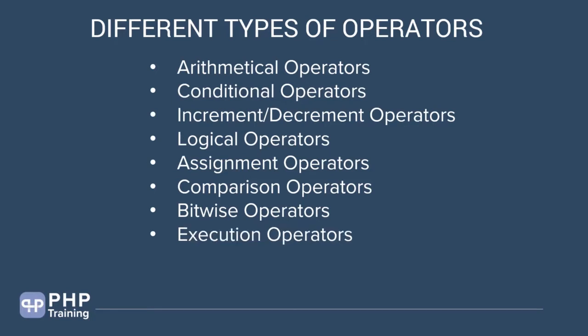Execution operators are denoted by a backtick, which is the symbol beside your number 1 on the keyboard. Using this, you can execute some system commands. Then you have error control operators, using which you can suppress the errors coming up from PHP. So we're going to look into each of the operators in the upcoming lectures. We will work through an example of each operator, understanding how and where it should be used.